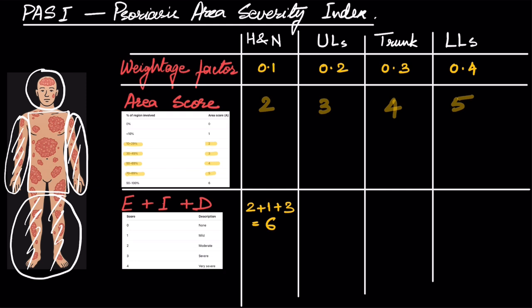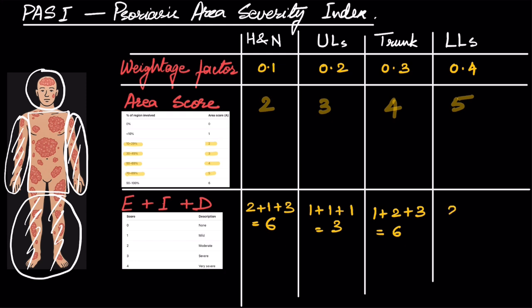Now we calculate each of these three characteristics for upper limbs and we give a score. Say in upper limbs, the erythema, induration and desquamation all were mild. So 1 plus 1 plus 1 which is equal to 3. Moving on to trunk. In trunk we saw that erythema was mild, we give 1. Induration was moderate, we give 2. Plus desquamation or scaling was severe, we give 3. So 1 plus 2 plus 3 is 6. We write it down.